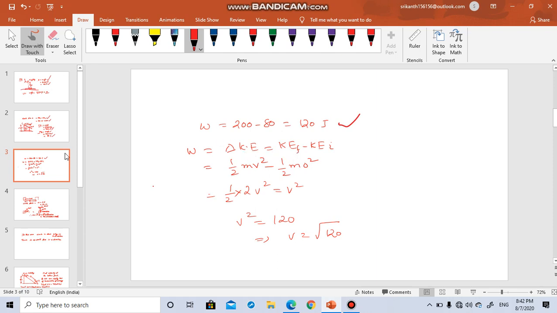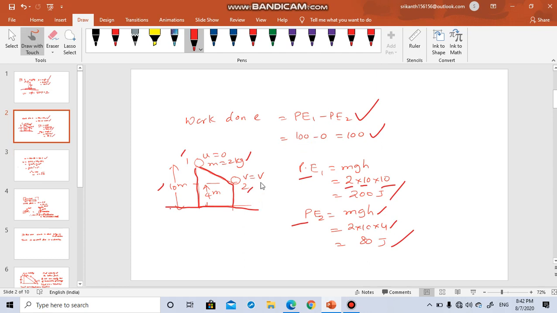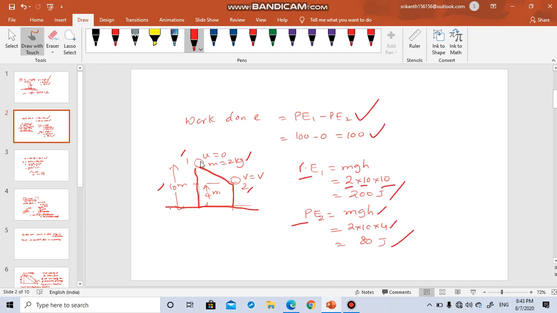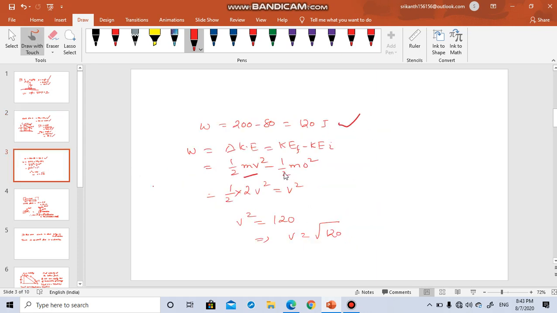What is KEf? You see in the diagram. Here there is some speed. It has got some mass. So what is the kinetic energy at that point? At the second point, it is half mv square. And at the first point, the top point here, there is no velocity. If there is no velocity, it is half m into 0 square. It means it is 0.